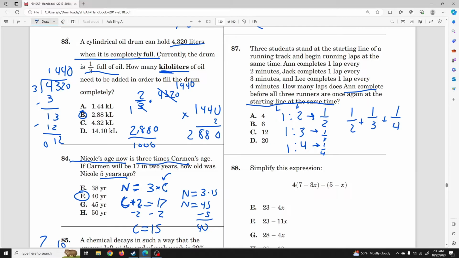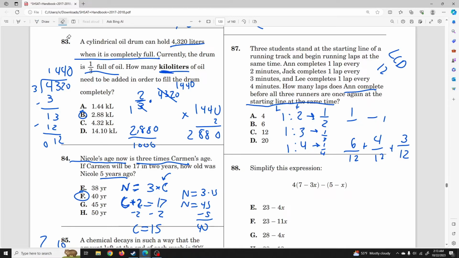So all we're doing here is finding the lowest common denominator. The lowest common denominator is going to be 12, right? So how to get 12? We get 6 over 12 plus 4 over 12 plus 3 over 12, right? So they have all completely run all these laps, and at the 12th minute, they are all now starting a new lap, right? At 12 minutes, they're all at the same point they used to be.